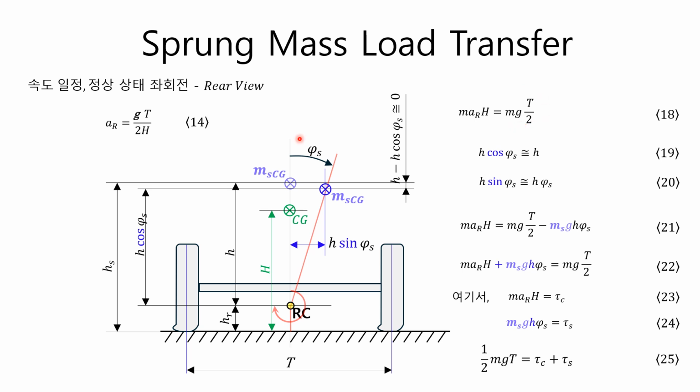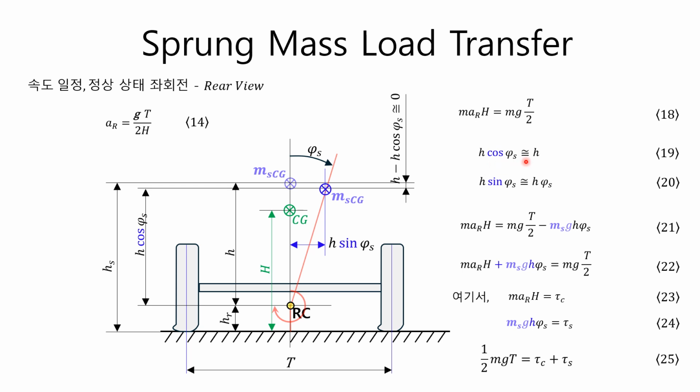The figure here shows that when the vehicle turns on a road of a constant radius at a constant speed, the lateral acceleration AR acts, and the roll angle of the sprung mass is tilted by phi s. While phi s increases from 0, cosine phi s is approximately 1, but sine phi s is approximately phi s. In other words, when phi s increases from 0, the lateral change in the center of gravity is much larger than the change in the height of the center of gravity. Therefore, the height h of the center of gravity can be used as is, as in equation 19.